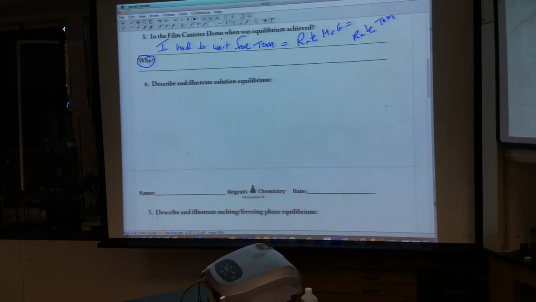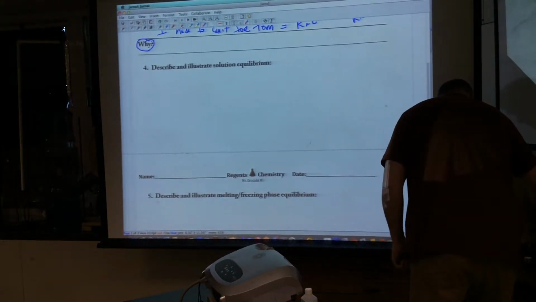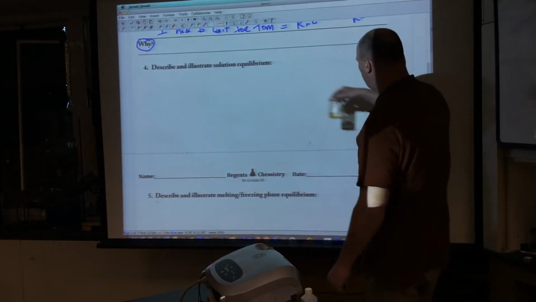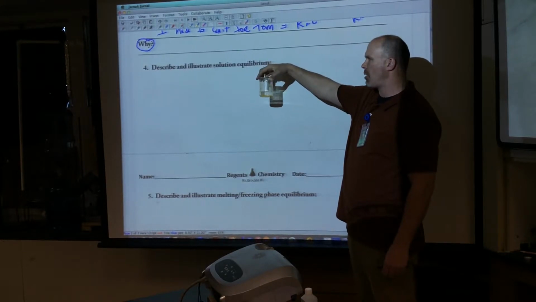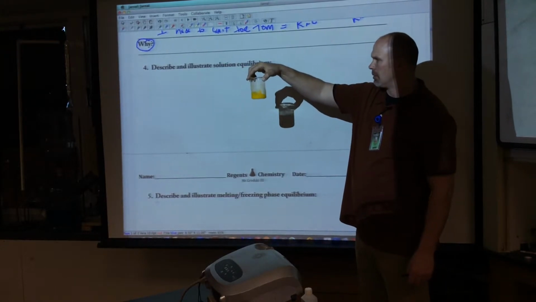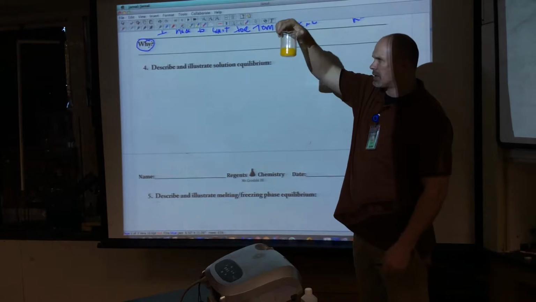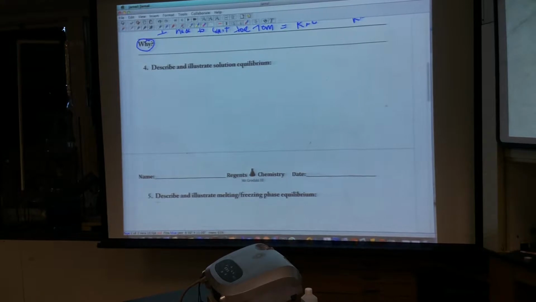Okay. Now let's get into some other examples of equilibrium that my demonstrations, based on those understandings, we can apply. Describe and illustrate solution equilibrium. I took some potassium iodide and I put some lead nitrate and potassium iodide together, and when they were mixed together, they made a precipitate. Now, if I've got some solid in the bottom of my precipitate, here's what's actually happening. So I want to illustrate this together.